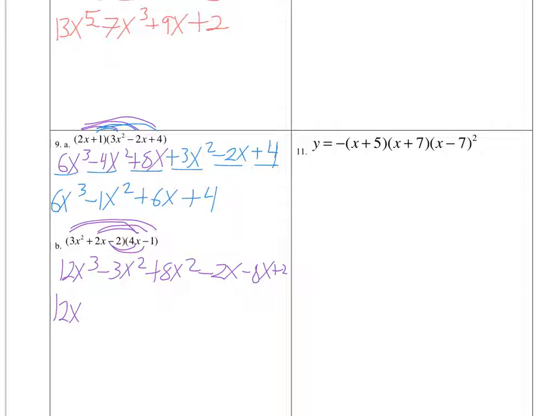Bring the 12x cubed down, it's by itself. Then we've got negative 3 plus 8 is 5x squared. Minus 2 minus 8 is minus 10x. And plus 2.